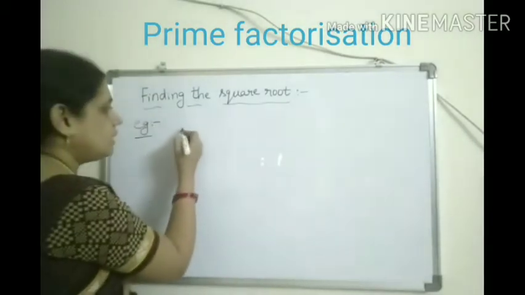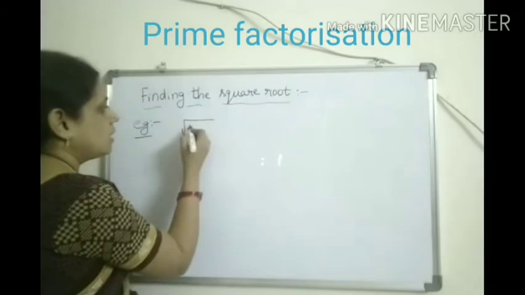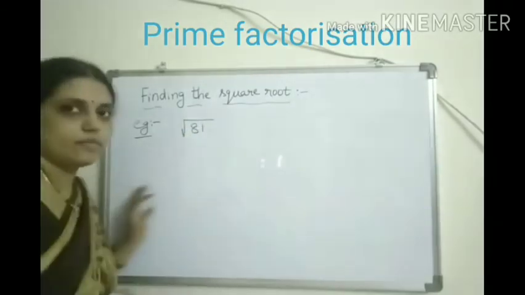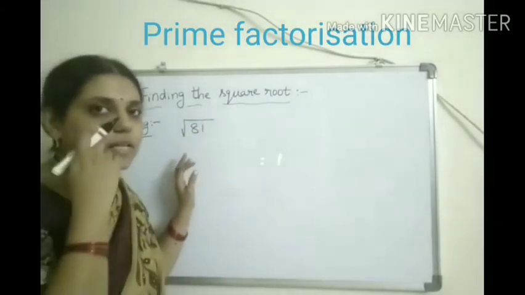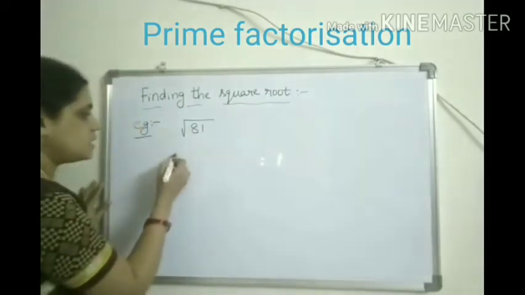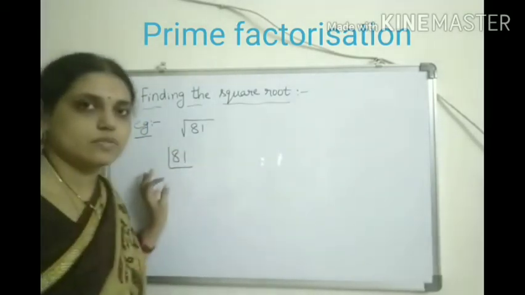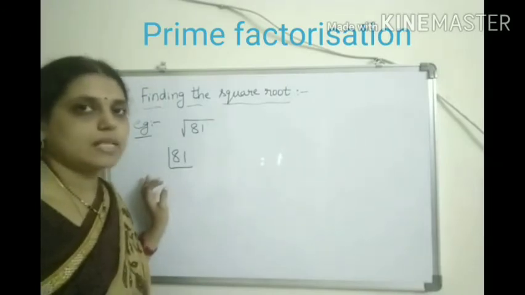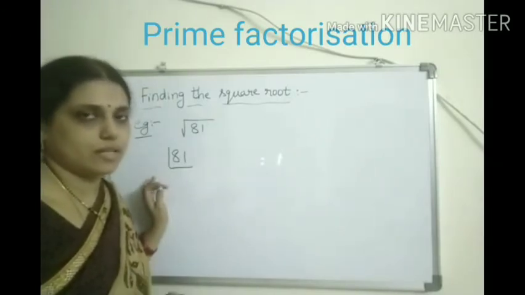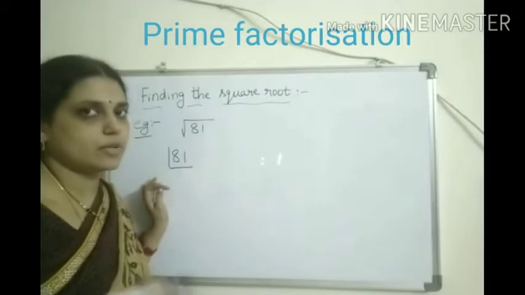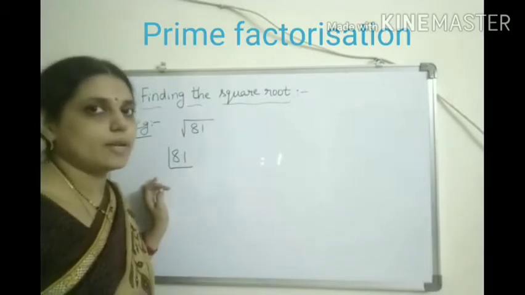So here, finding the square root of 81. Okay, a simple number I have taken. So for 81, now we have to do prime factorization. Prime factorization means what? Writing the number as the product of its prime factors. Expressing the number as the product of its prime factors is called prime factorization.